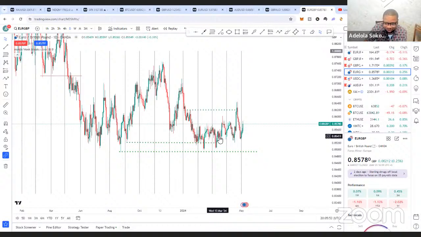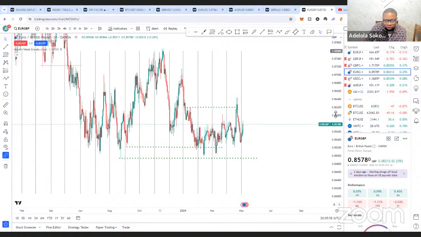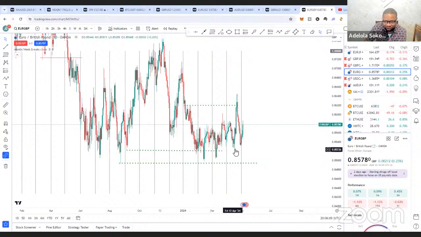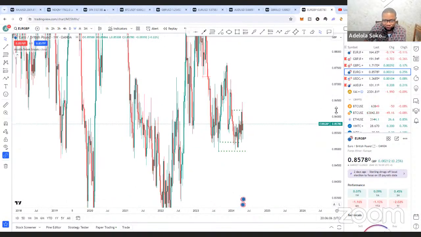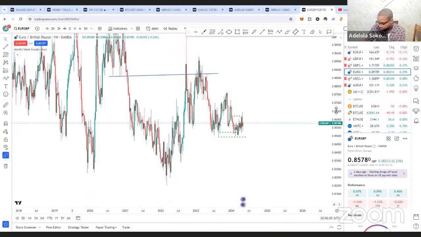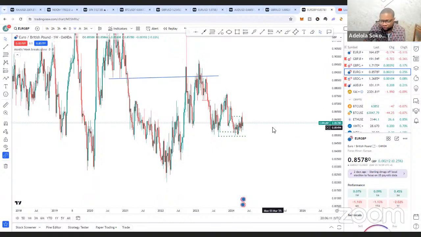Look at what it did in March also. Now it's pulling back. Well, it has formed support around there, so it's pulling back. I think it's buying right now. But for the overall trend, let's check.